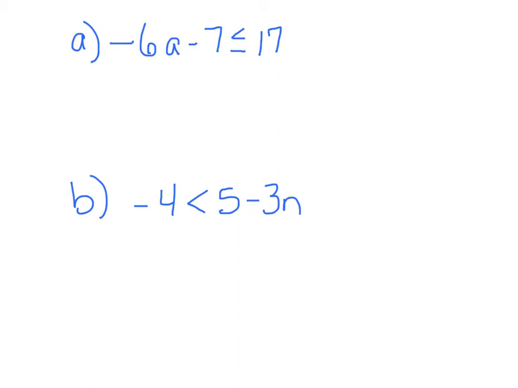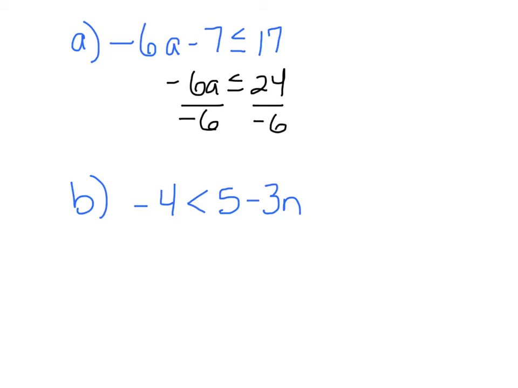Here are two examples that we're going to do under problem 1 under the Got It section on page 60. What are the solutions of the inequality? So we're going to solve these like normal equations. First, we're going to add 7 to both sides on a: negative 6a minus 7 is less than or equal to 17. So we add 7. And we divide by negative 6.